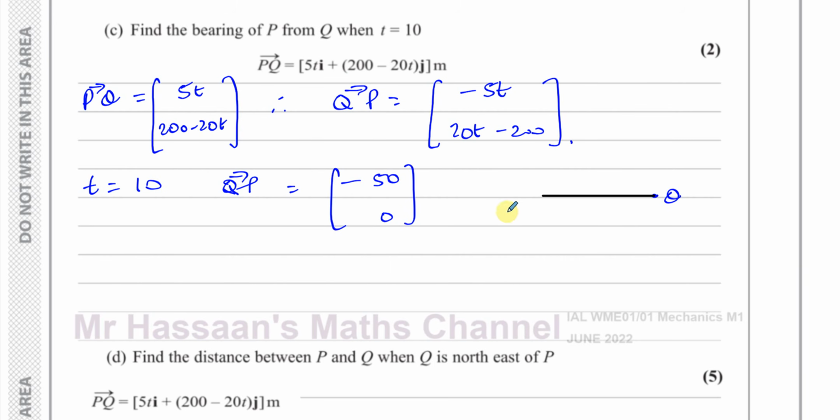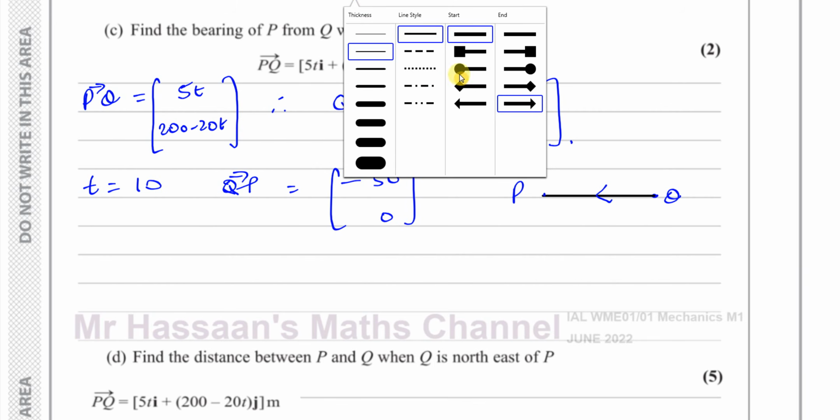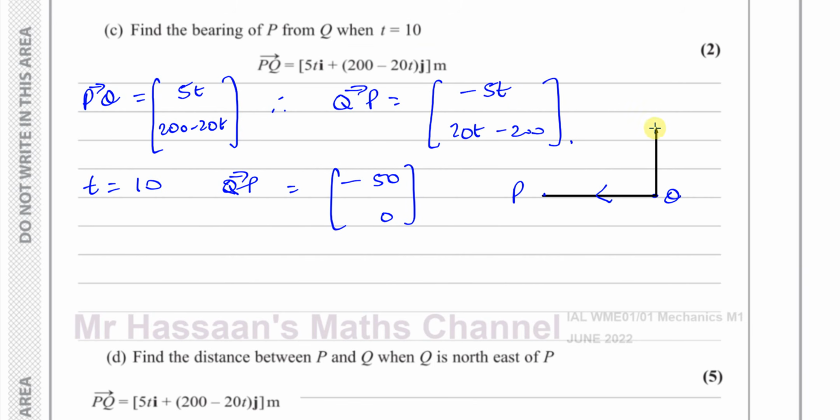Okay, so that's going to be P. So the vector from Q to P will be this vector here. That's the vector from Q to P. And we want to find the bearing of P from Q. So we're at Q, so we draw the north line on Q, and we have to find the angle that takes us from the north line clockwise until we're facing P.